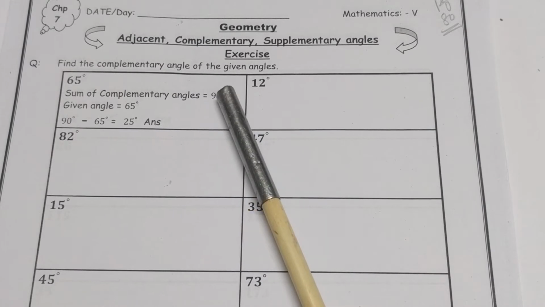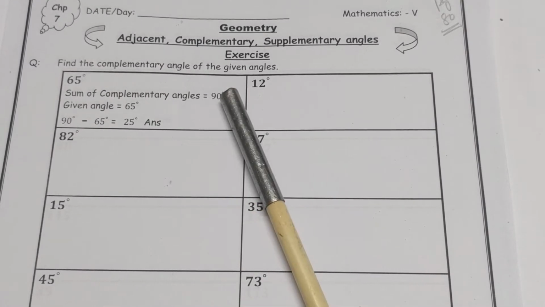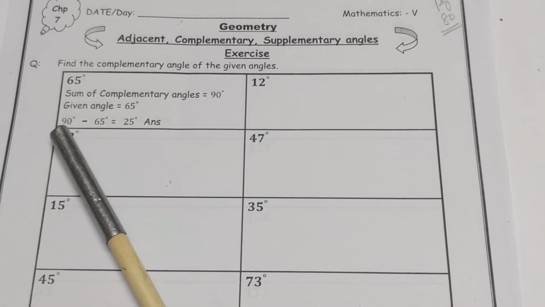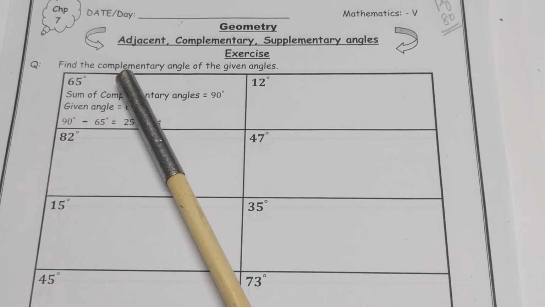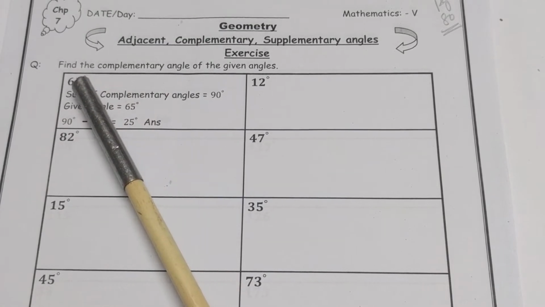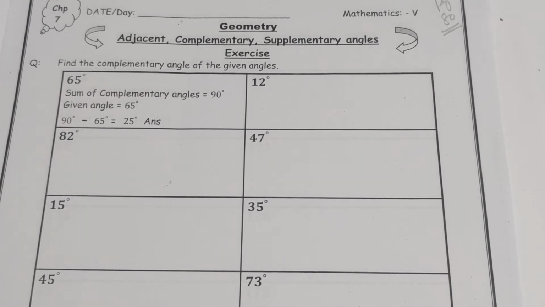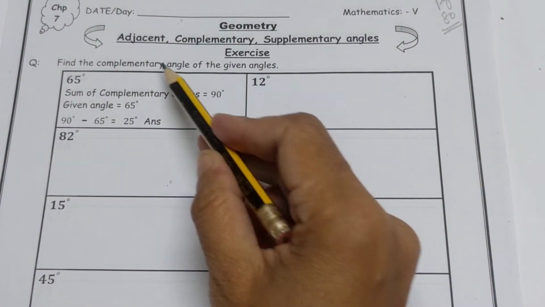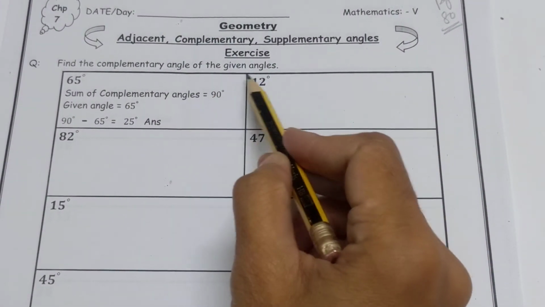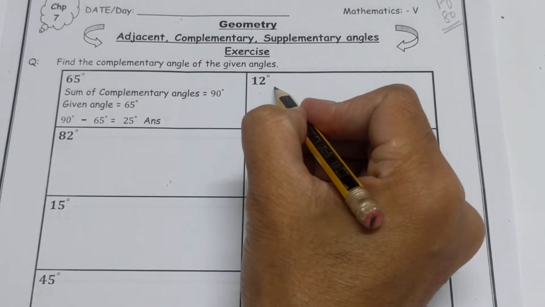So total is 90 degree. You will subtract the given angle from the 90 total degree. So 90 minus 65 is equal to 25 degree. So the complementary angle for the 65 degree is equal to 25 degree. Clear? I will solve one more example for you. Given angle is 12 degree and you have to find the complementary angle for 12 degree. How?